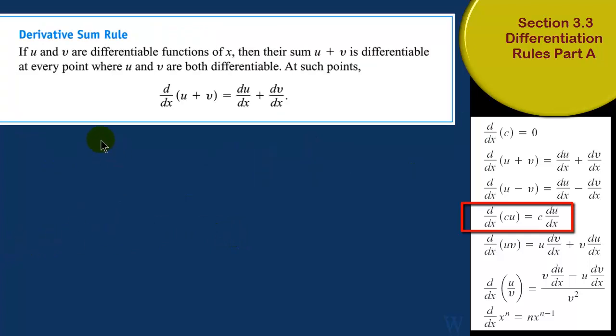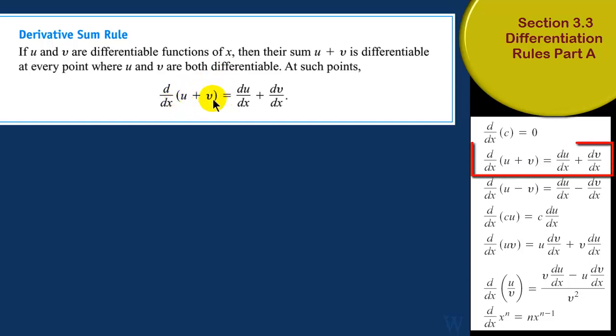Derivative sum rule. If I have two functions u and v, and they are both differentiable, then the derivative of their sum can be found by taking the derivative of each of the functions. So the derivative of u plus v with respect to x is equal to the derivative of u plus the derivative of v, both with respect to x.